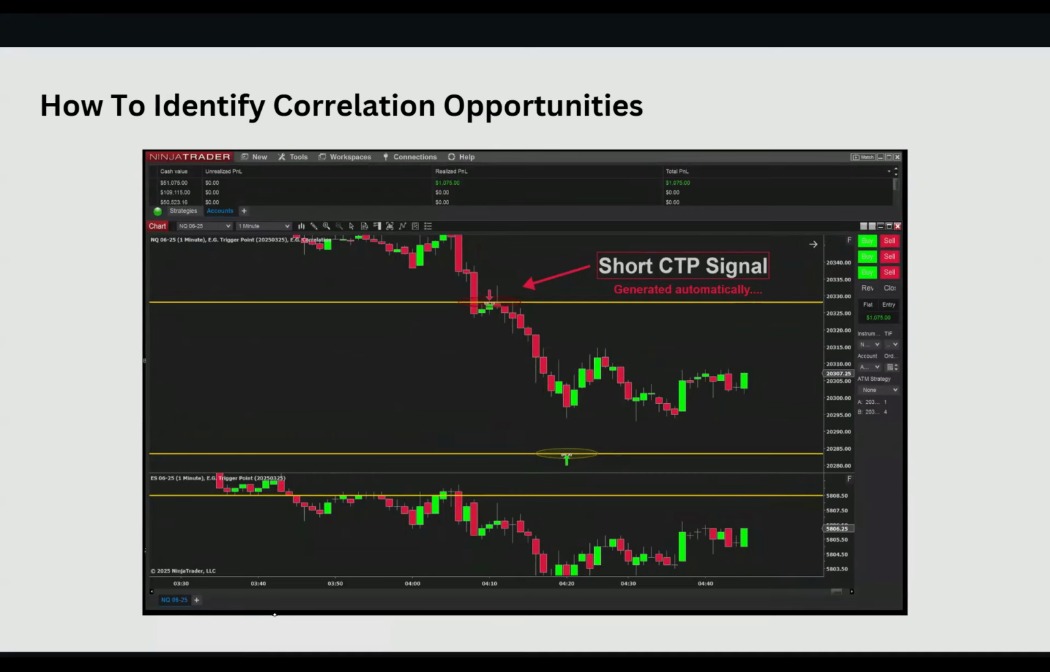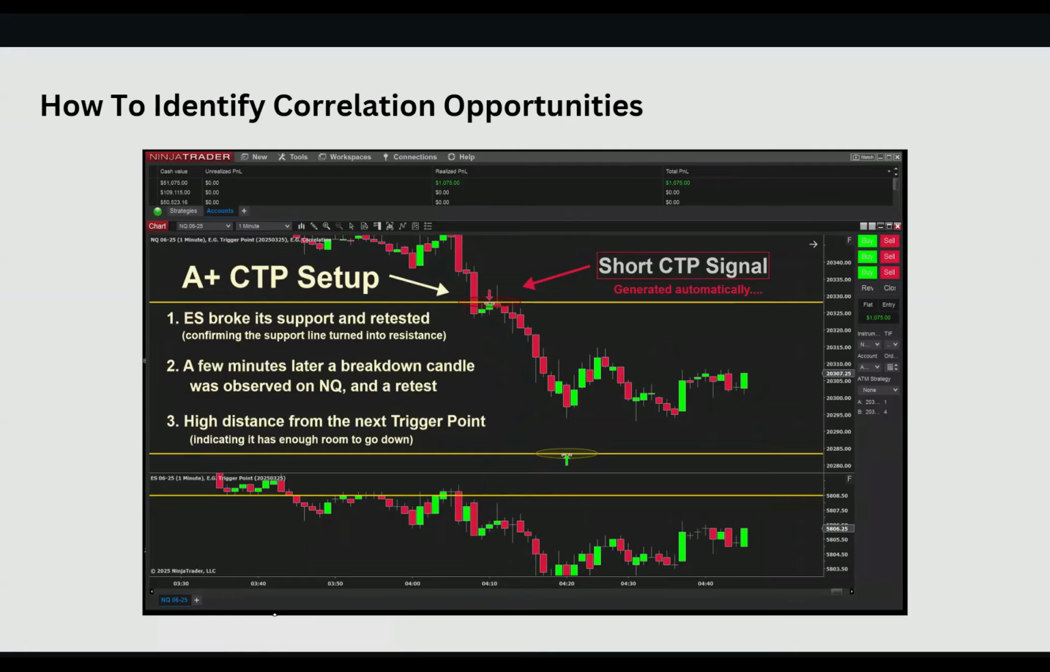And this is how it looks using the correlation indicator. Look, it generated the short signal for me before the retest, okay? Giving me enough time to get ready for the short trade here. So this was an A+ setup for me, and this was a CTP trade I took during the live trading room 2 days ago. Again, ES broke its support, retested, confirming the support line turned into resistance. And a few minutes later, a breakdown candle was observed on NQ and a retest. There's a high distance between the trigger points, indicating that there's enough room for NQ to go to the downside. Guys, this was an A+ setup for me to short NQ.